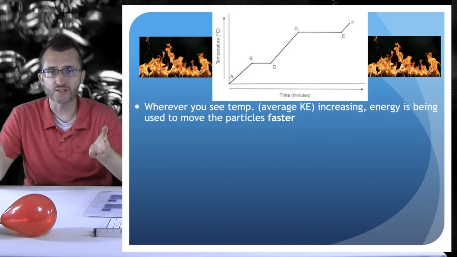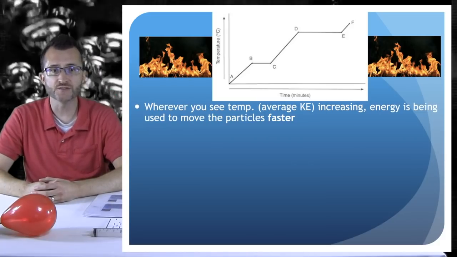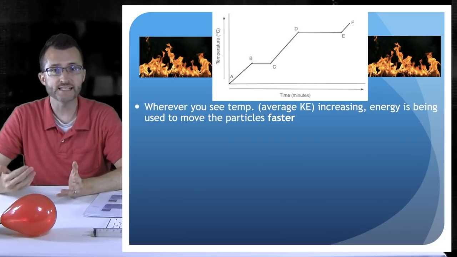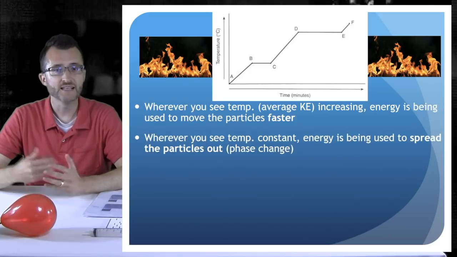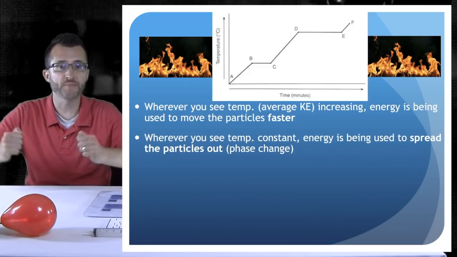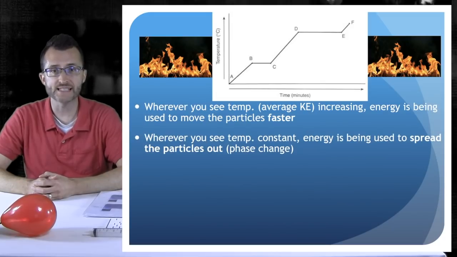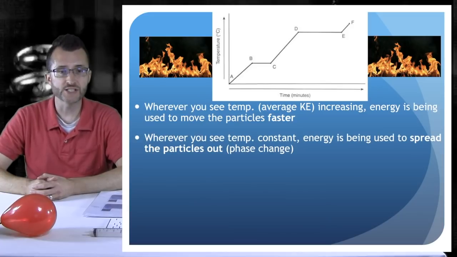to our substance. Wherever you see temperature, which is average kinetic energy, increasing, energy is being used to move the particles faster. So we're looking at regions A, B, C, D, or E, F. Wherever you see temperature constant, energy is being used to spread the particles out for a phase change. We're looking at regions B, C, or D, E. Let's focus in on the individual regions now.